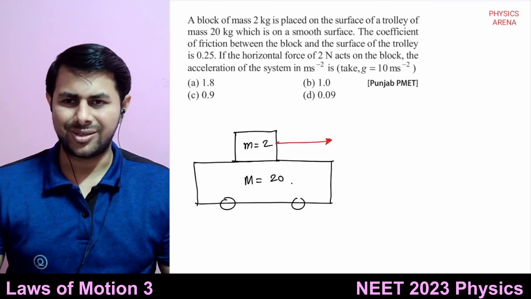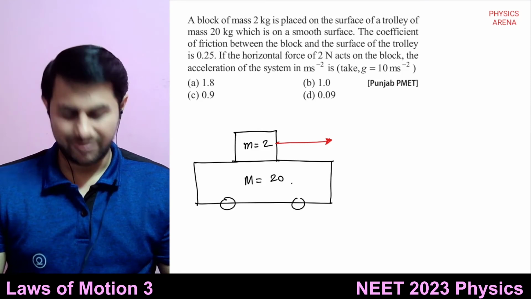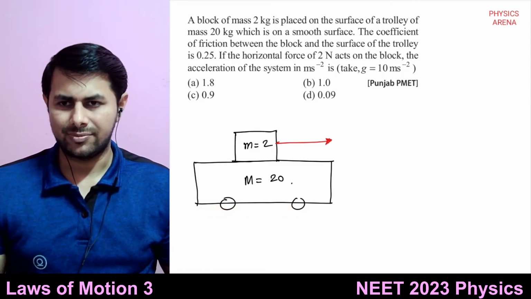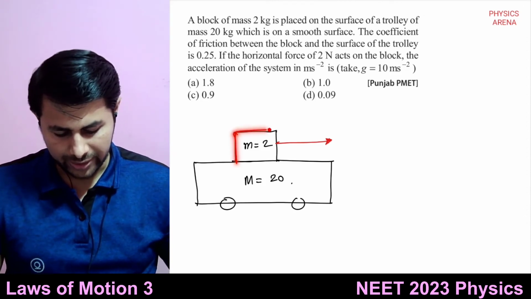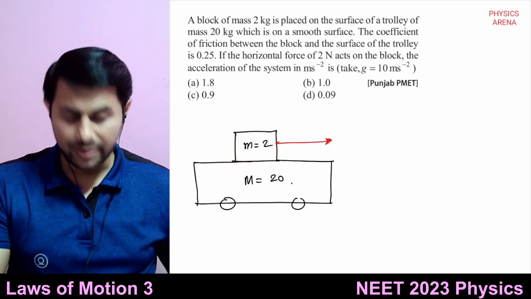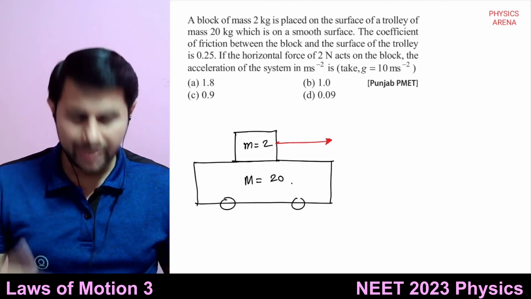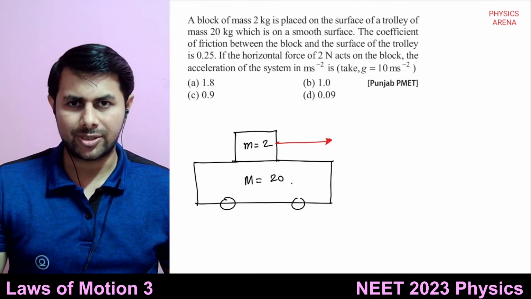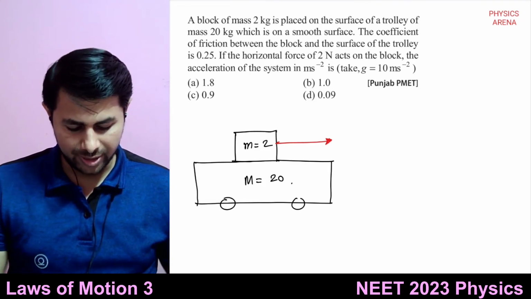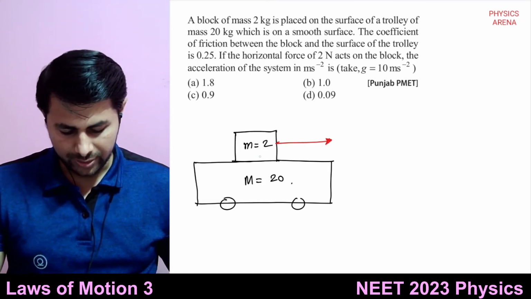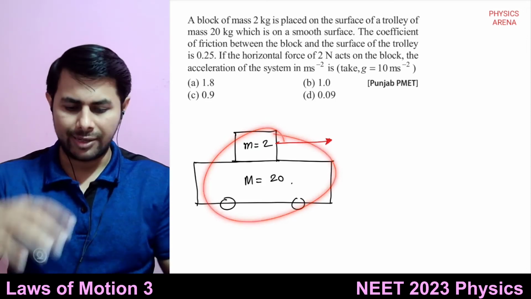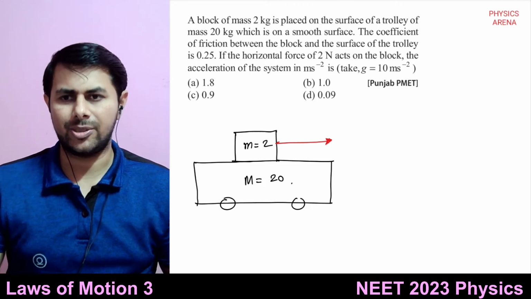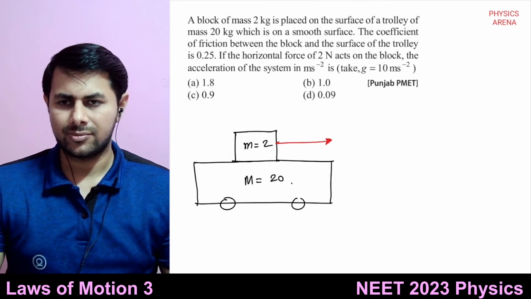If it was a floor, then nothing will move. But this trolley is also movable, right? So you have to check whether this block will slide on the trolley, whether the external force is greater than the frictional force or less than it. If it is less than the frictional force, then both of them will be glued to each other, because the external force is less than the frictional force. So got this or not?